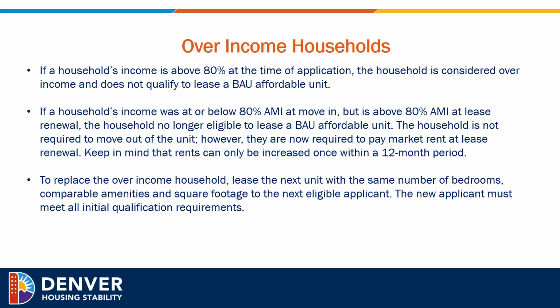If a household's income was at or below 80% AMI at move-in, but is above 80% AMI at lease renewal, the household is no longer eligible to lease a BAU affordable unit. The household is not required to move out of the unit. However, they are now required to pay market rent at lease renewal. Keep in mind that rents can only be increased once within a 12-month period.